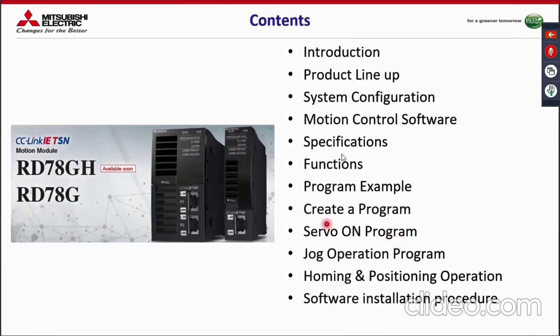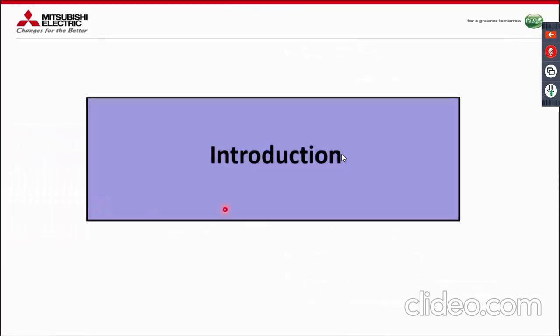As of now, we have a motion model that is a CC-Link IE TSN based motion model. The first one is the RD78GH, which we are going to use for high speed. But right now we are using the motion model RD78G. We also have the RD78G4, RD78G8, and RD78G16. Okay, so we will see now.